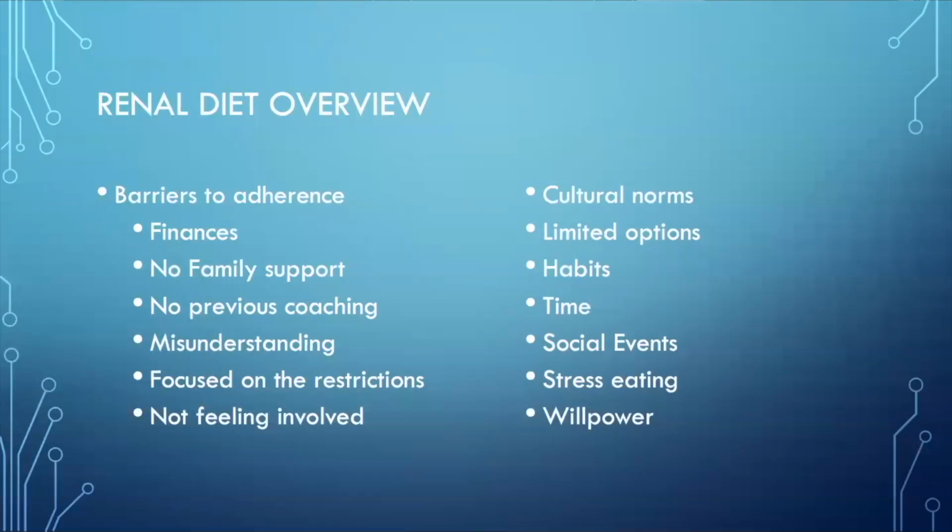Some barriers to adhering to the renal diet is finances. As we all know from the previous modules, the combined median household income for people who have chronic kidney disease, especially in the South, is roughly around $50,000 a year.